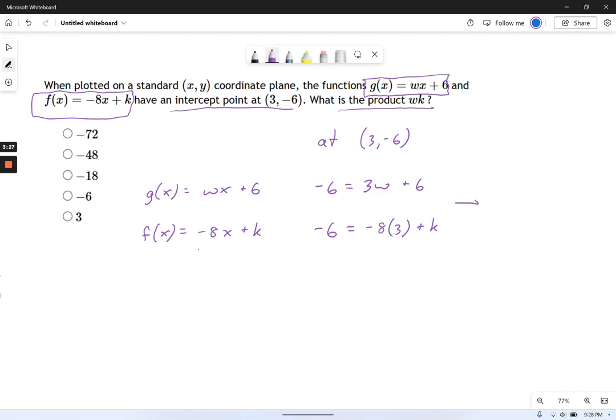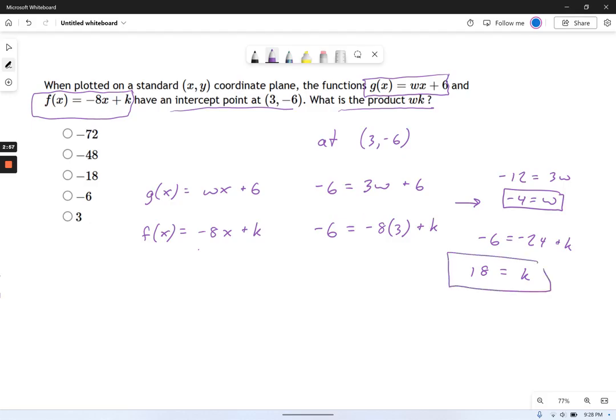All right, so we can turn these into some answers for w and k. On the top one, we just bring 6 over to the other side. We get negative 12 equals 3w, and that means negative 4 equals w. Okay, so that's an answer. And on the bottom one, we get negative 6 equals negative 24 plus k. We add 24 to each side, we get 18 equals k. Okay, so that's our second variable.